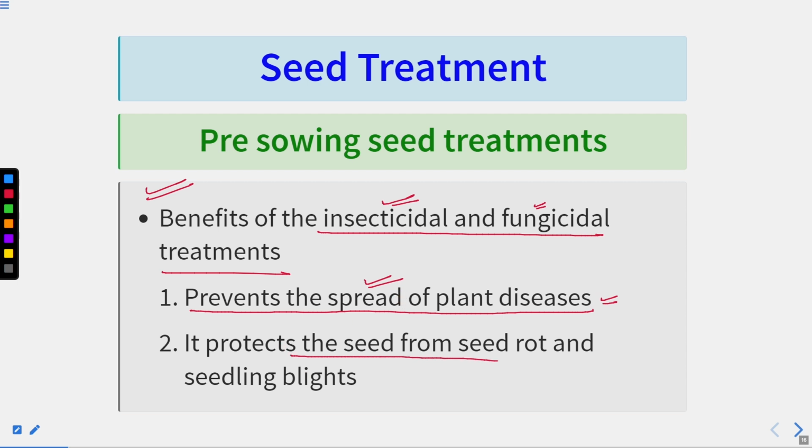It protects the seed from seed rot or seedling blight. Sometimes the seed becomes rotten at the time of sowing, and the seed will not be able to germinate. And if they do germinate, there is a chance of seedling blight, which means the seedling will die. It will have a blight, and no chlorophyll will be there in the seedlings. So these are the things that can be stopped by using the different insecticides or fungicides.